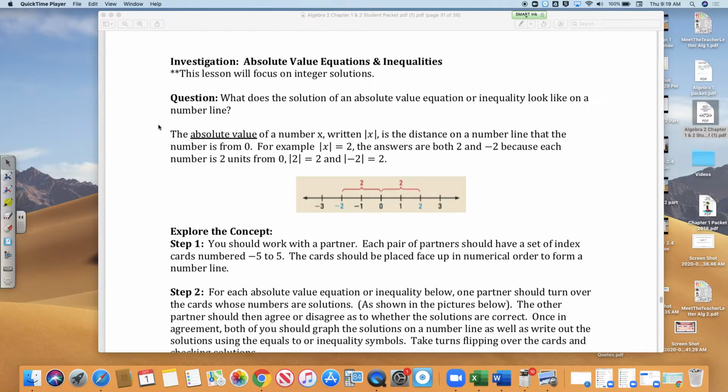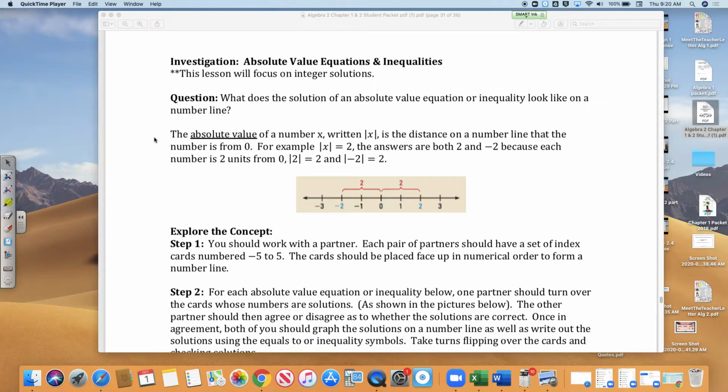inequalities. Unfortunately, because we're not in class, we're not going to be able to complete this investigation. So I am just going to read the question and then read this, and then we're going to get right to the notes because this is like a group project which we won't be able to do in school.